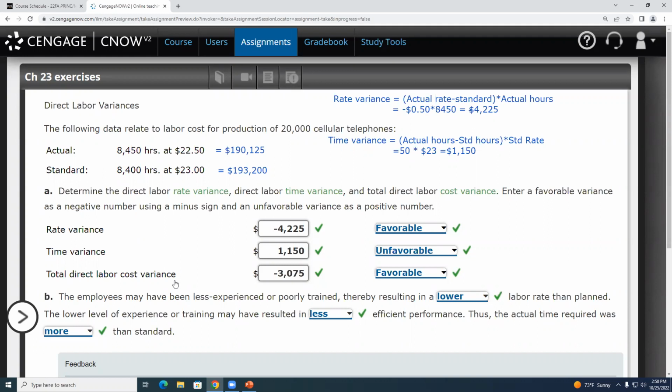Okay. Any questions about calculating direct labor or direct materials variances? Or what we do with that? How do we use this to help improve efficiency?